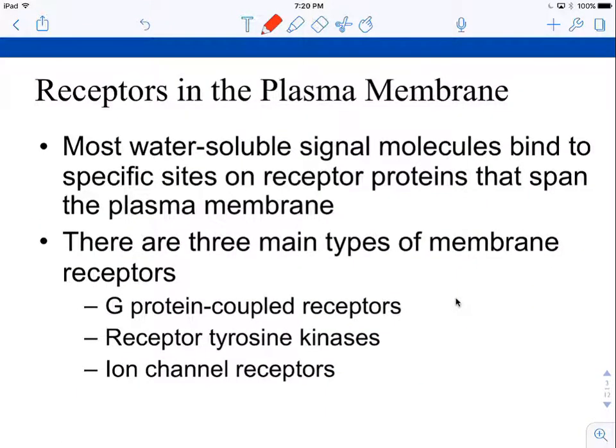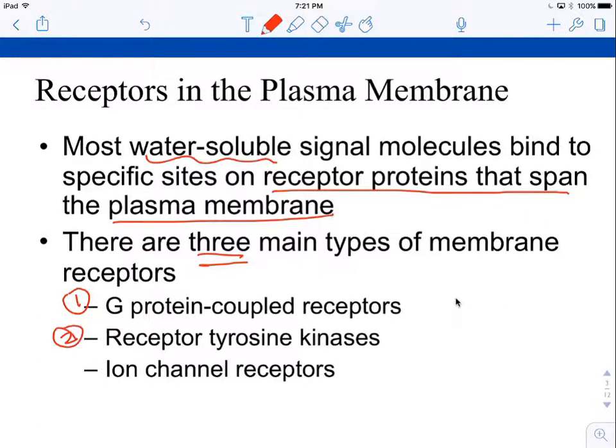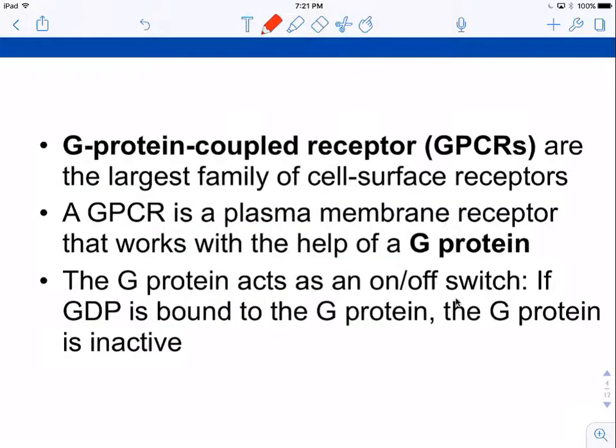Any molecule that is water soluble, i.e. polar and hydrophilic, binds to receptor sites on receptor proteins that span the plasma membrane, so transmembrane proteins, and they bind on the extracellular side. There are three main types of membrane receptors that we're going to look at. One is a G-protein coupled receptor. The second one is a receptor tyrosine kinase. And the third one is an ion channel receptor. So let's start with G-protein coupled receptors.